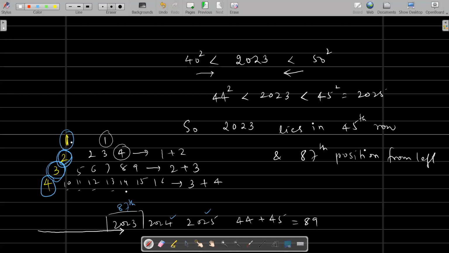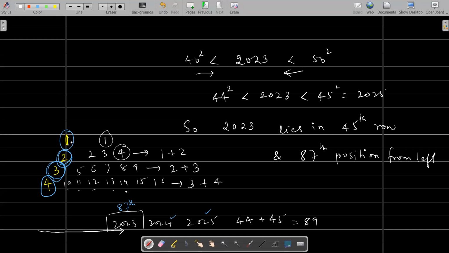And also we notice that 4 is the square of 2, and it is on the second row. 1 is the square of 1, and it is on the first row. 4 is the square of 2, it is the second row. 9 is the square of 3, it is the third row. So the row number is equal to the difference between the number of row and that square number.